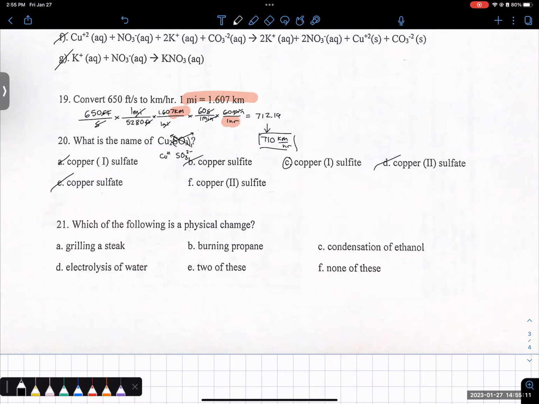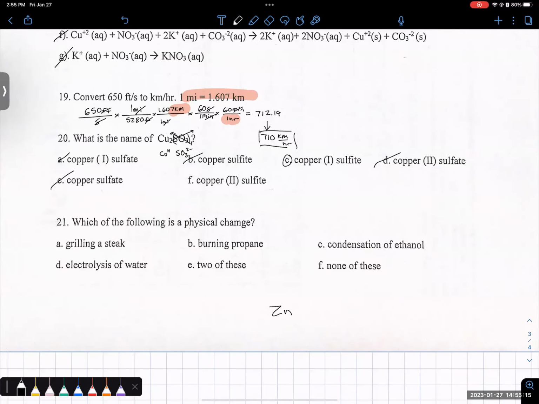So for example, let's see. No, that's a bad one.